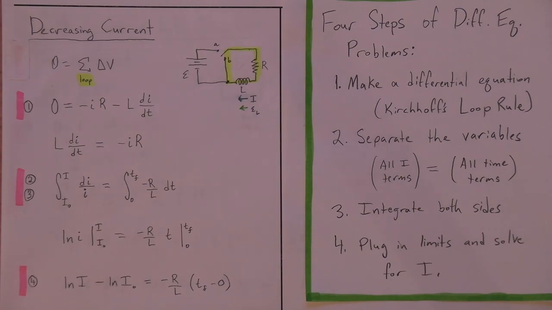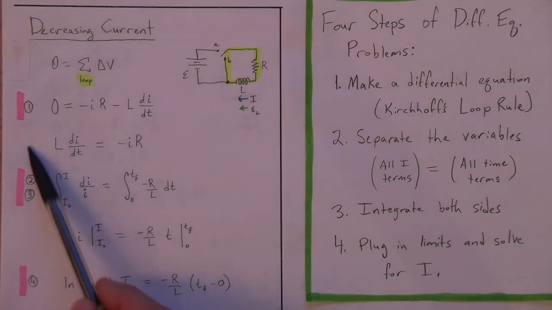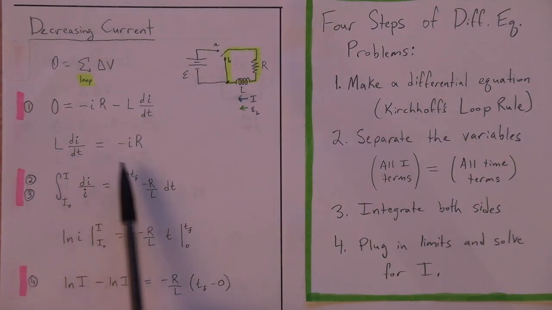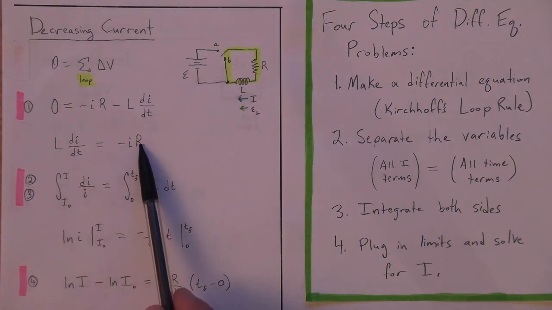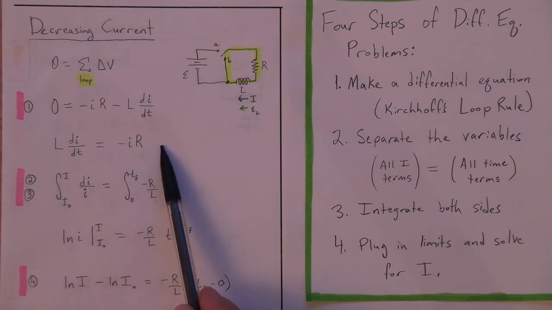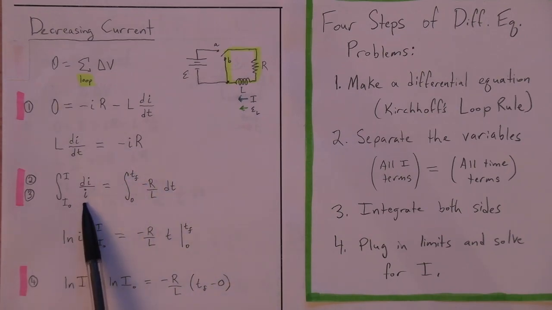So that's step 1. Step 2, we've got to separate the variables. I've got to get all the I's on one side, all the times on the other. So I'm going to move this over here, leaving this. Then I'm going to move the L and the dt to the other side. So I have negative R over L and dt, because the L came over in the bottom and the dt came up in the top. Then I'm going to divide both sides by I, giving me dI over I.